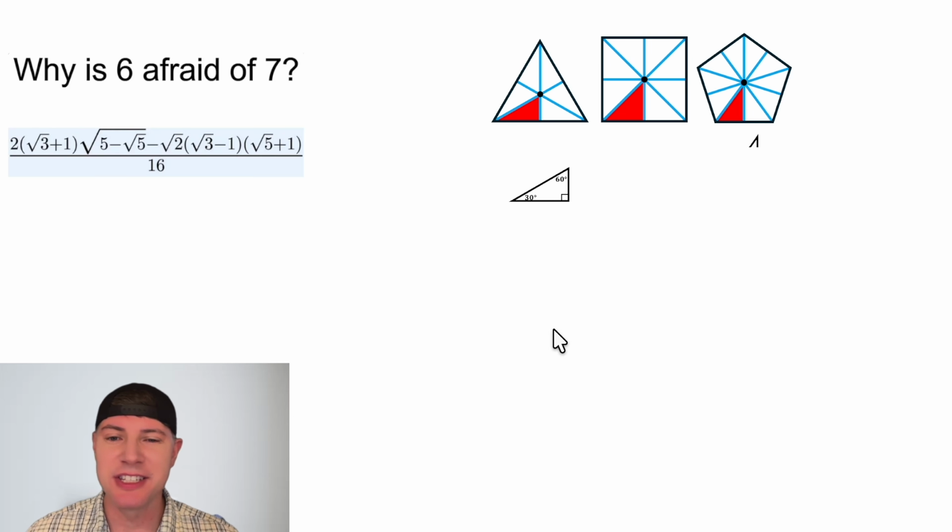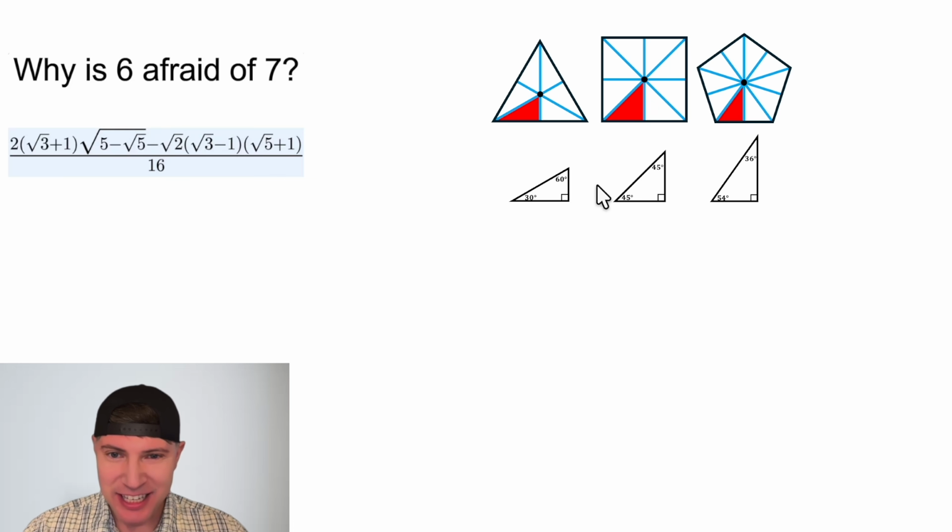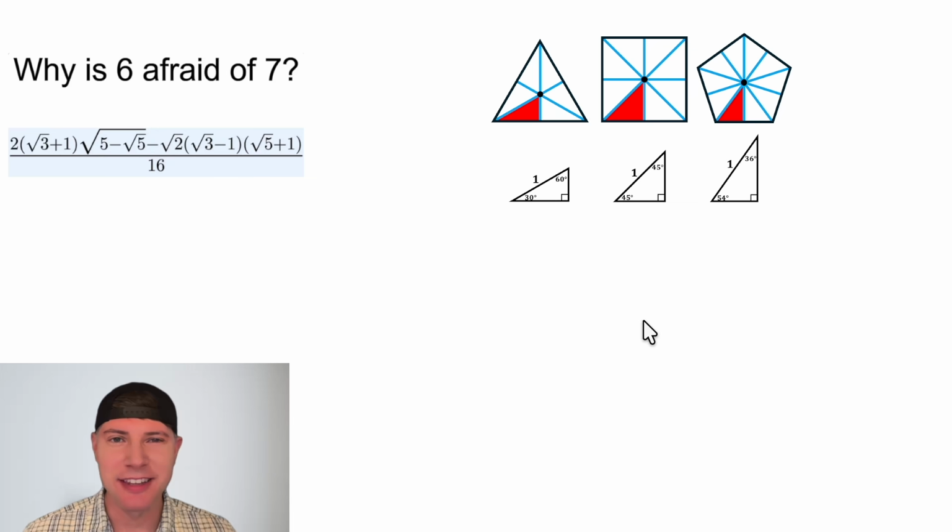This will end up being a 30-60-90 triangle. This will be a 45-45-90 triangle. And this will be a 54-36-90 right triangle. Let's set each of these hypotenuses equal to 1. Would that be hypotenae? I think it's hypotenuses.